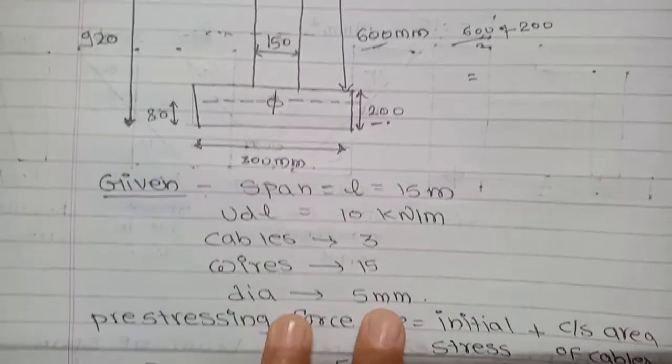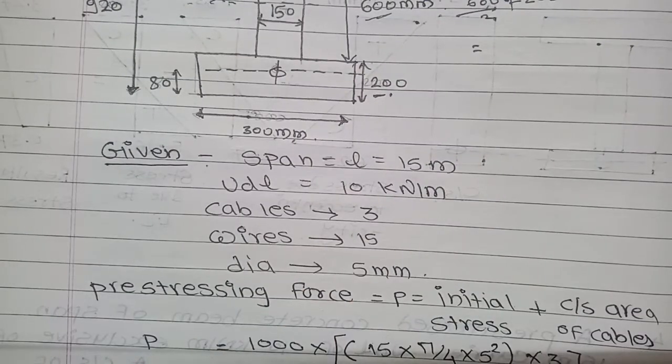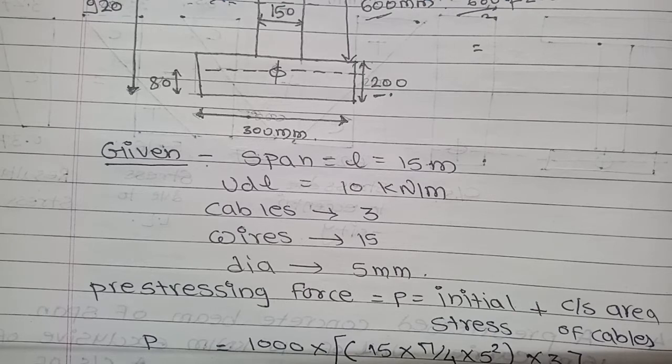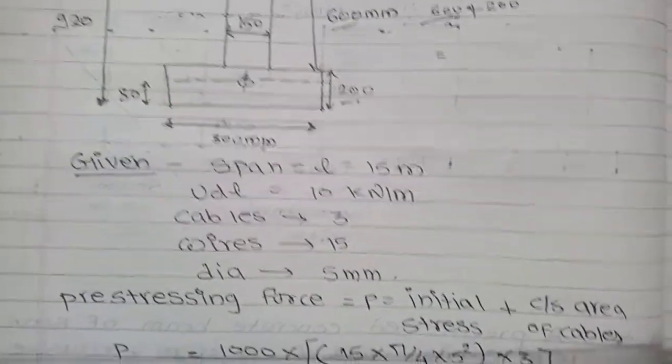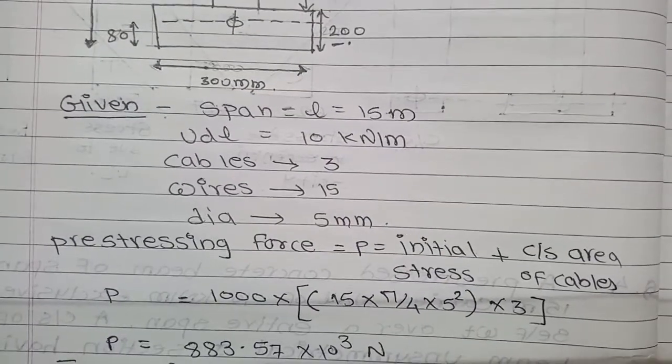Now write the given data: span L equals 15 meters is given, UDL is given, that is 10 kilonewton per meter. There are 3 cables, wires are 15 and each of diameter equals 5 mm. First of all, the prestressing force is not given in this problem, that's why we calculate the prestressing force first.